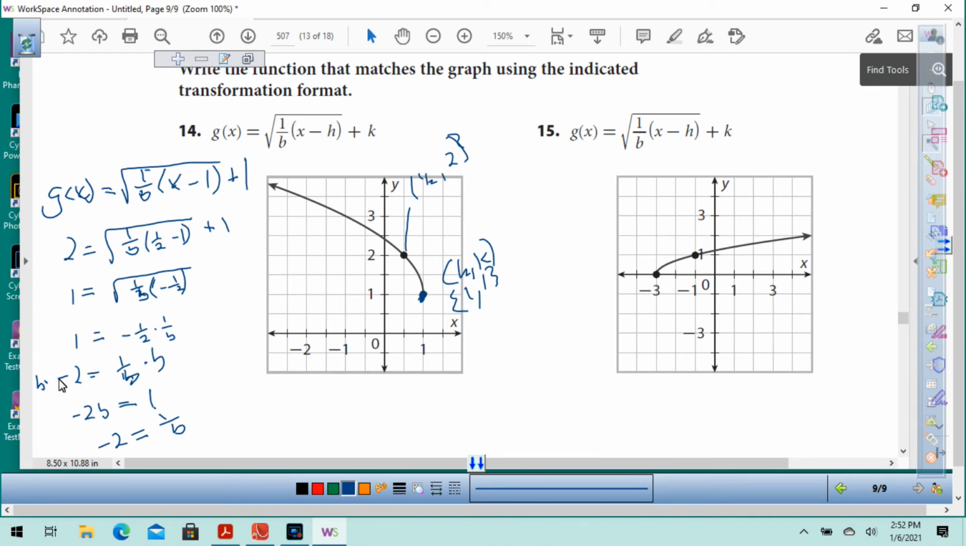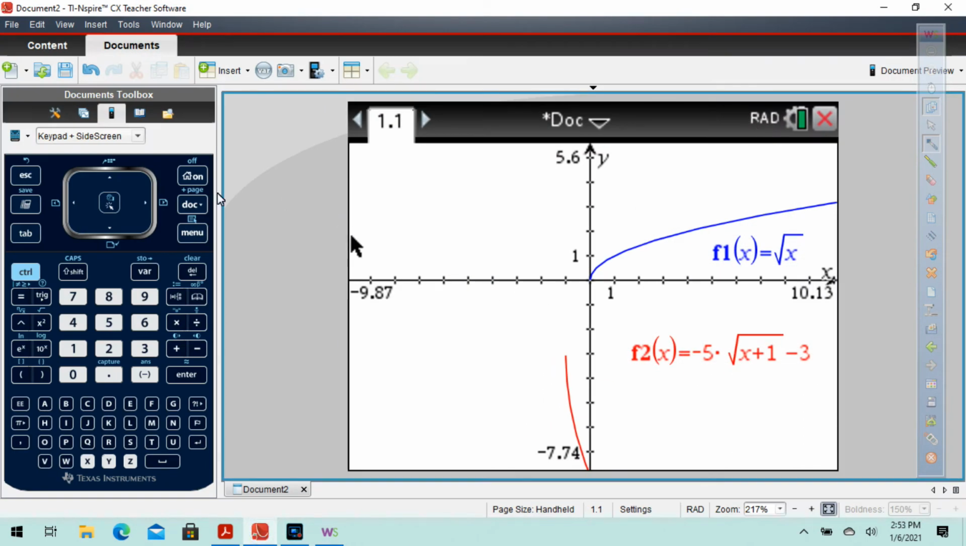Let's see here. How did we get -2? Multiply both sides by b, we got -2b equals, oh, I'm sorry. That was 1 over b. I want to divide both sides by -2, and we get -1/2. All right, b equals -1/2. So our equation, g of x equals the square root of -1/2 times x minus 1, and then plus 1. And we can graph that. Let's see if that worked.